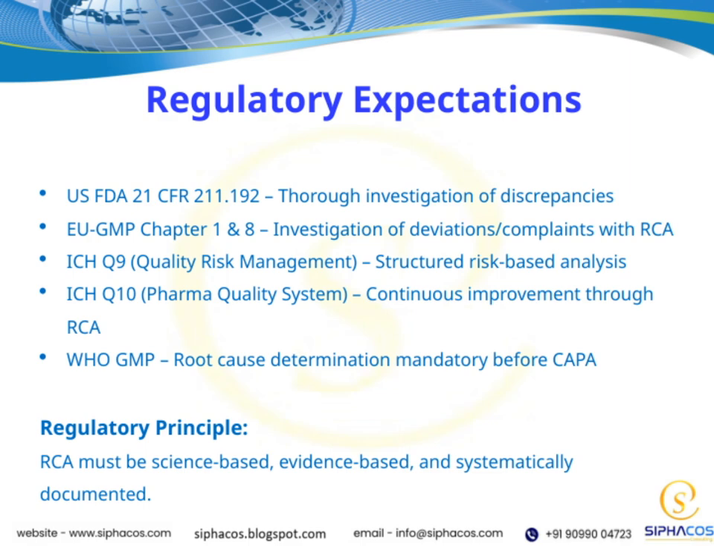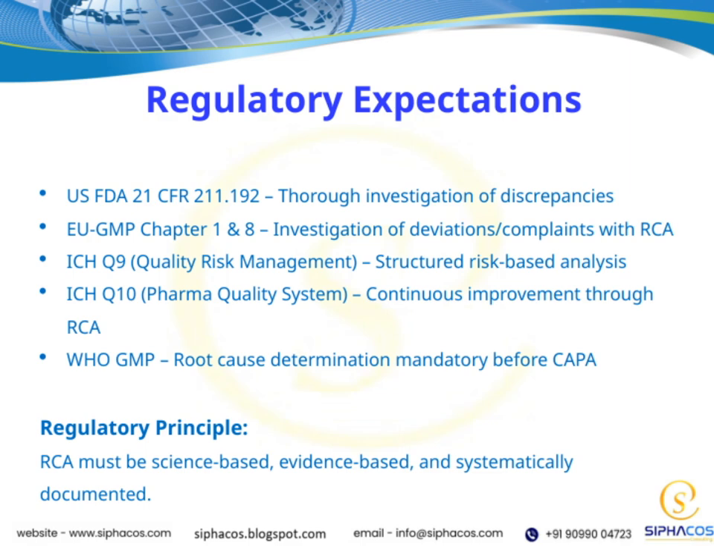Moving over to the EU GMP guidelines, specifically Chapters 1 and 8, they highlight the need to investigate deviations and complaints using root cause analysis, or RCA, to ensure we address the core issues effectively. In addition, ICH-Q9, which covers quality risk management, advocates for a structured, risk-based approach to analyzing problems. This helps us prioritize and make informed decisions during investigations. Then there's ICH-Q10, focusing on pharmaceutical quality systems, which promotes continuous improvement, again, through RCA to enhance product quality over time.